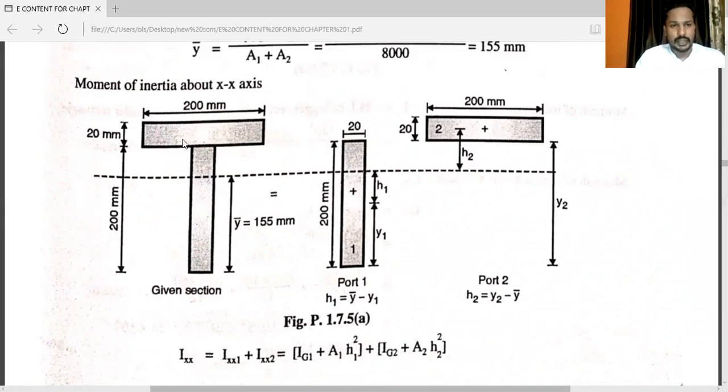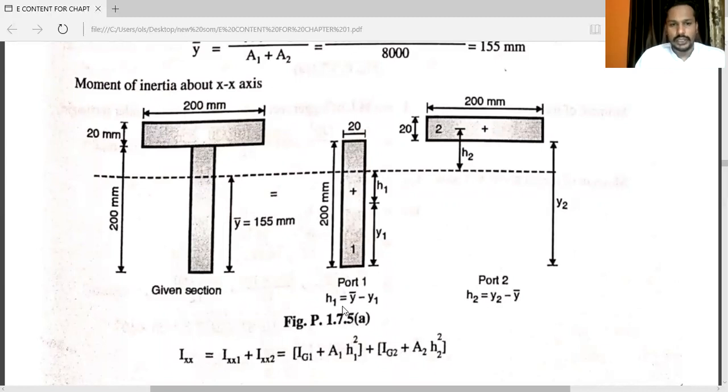You can see in this diagram, the T section is divided into a first rectangle and a second rectangle. For the first rectangle, we have taken area 1, and for the second rectangle, area 2. Similarly, for the first rectangle we have taken Y1, and for the second rectangle Y2. We have taken the base as the horizontal axis, and then we have taken this dotted line as the XX centroidal axis, and accordingly we have calculated the H1 and H2 distances.